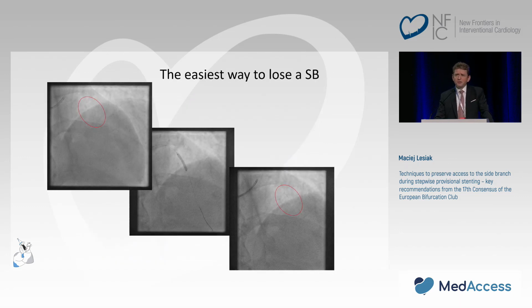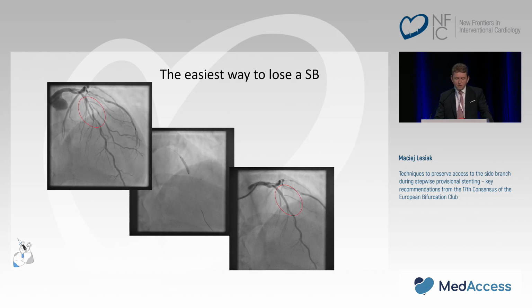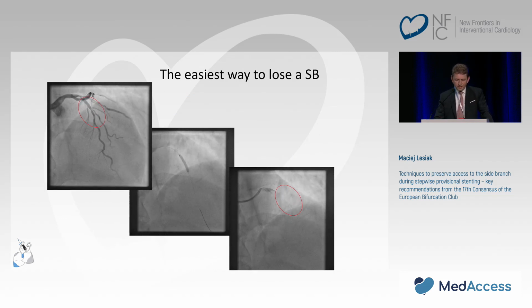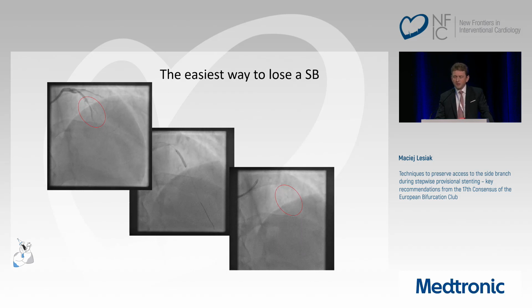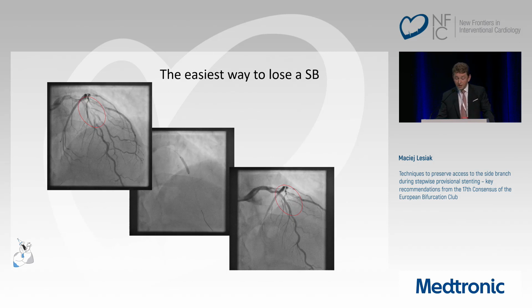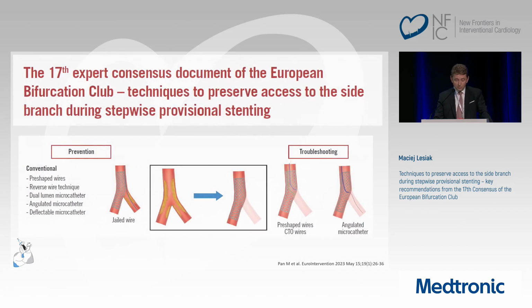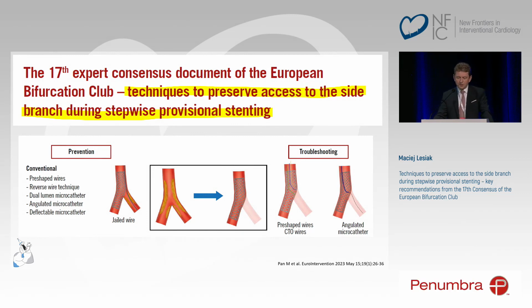Putting this the other way, the easiest way to lose a side branch is just not to protect it, to implant an oversized stent, and you can clearly see the immediate result of losing a quite large diagonal branch. As Jacek mentioned, the 17 expert consensus of EBC is dedicated to this topic, the techniques to preserve access to the side branch during main vessel stenting and what to do.